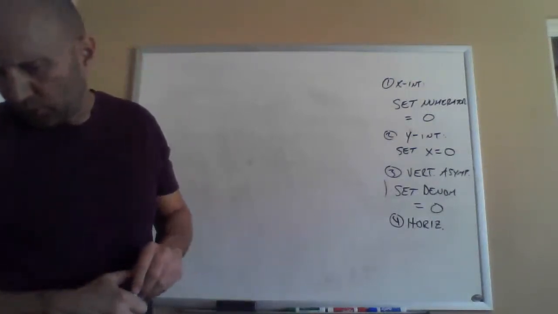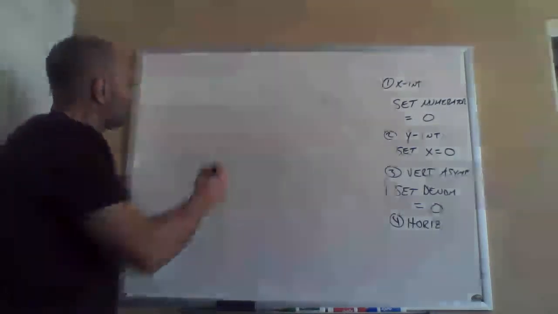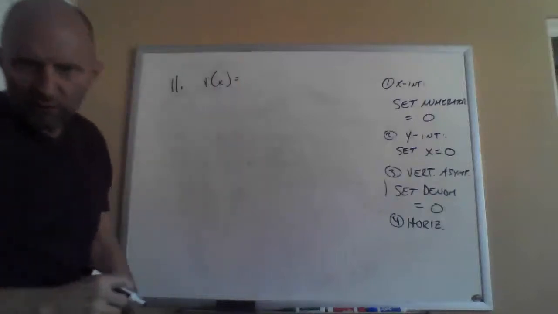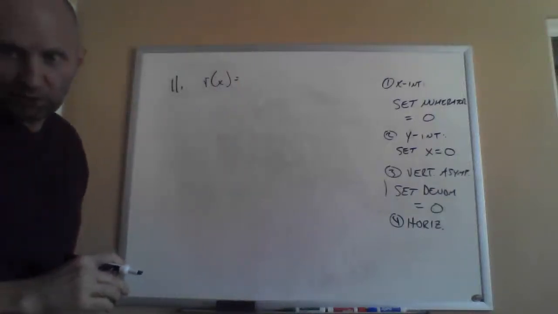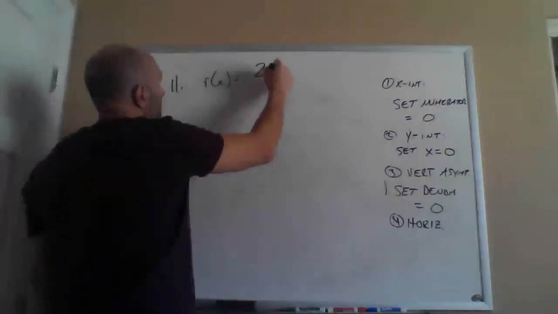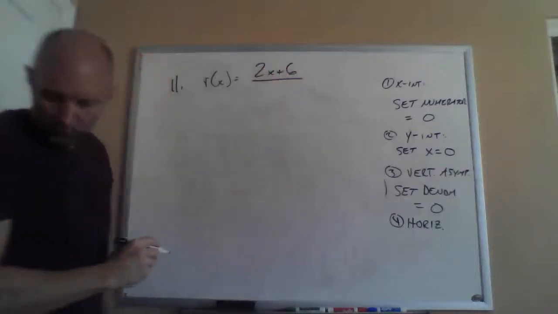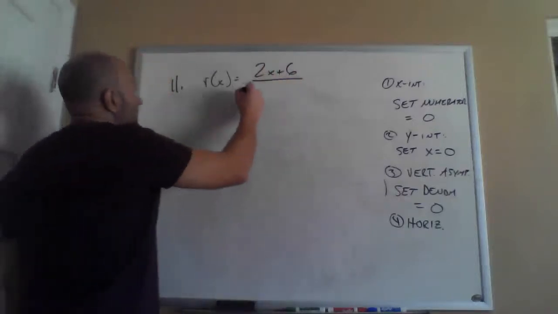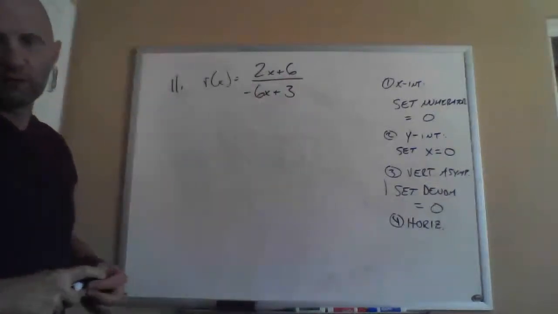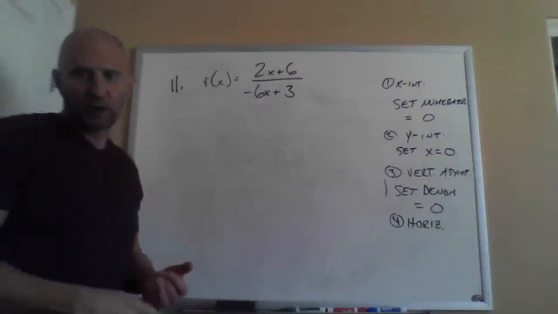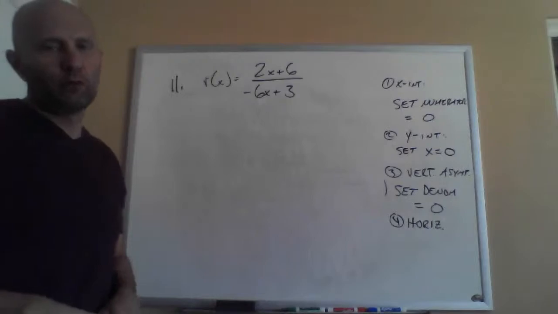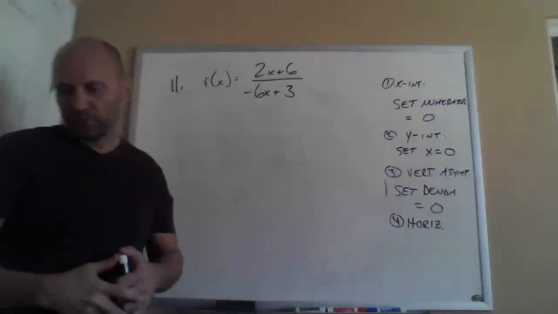All right, number 11, last problem from this section. You have r of x is equal to 2x plus 6 all over negative 6x plus 3. So go ahead and try this one. Same thing. What's the x-intercept? What's the y-intercept? What's the horizontal asymptote? What's the vertical asymptote? Go ahead and try this.